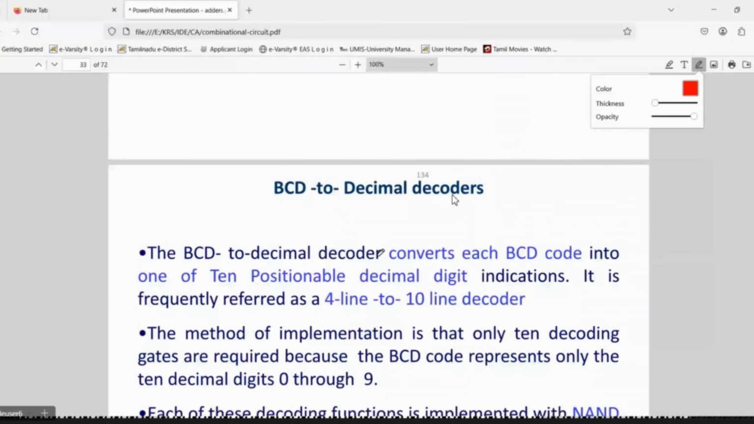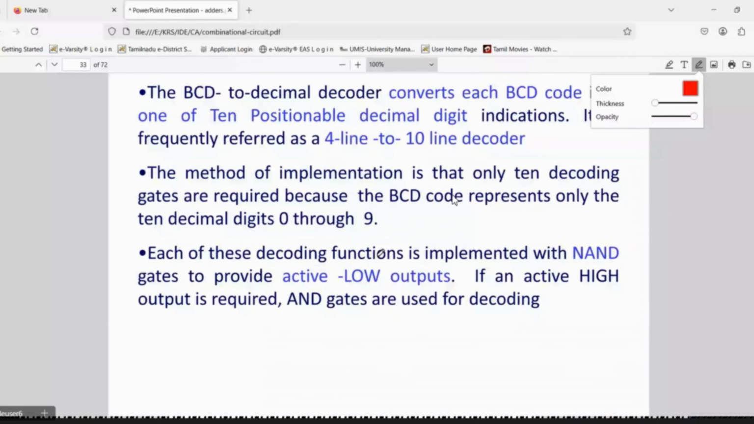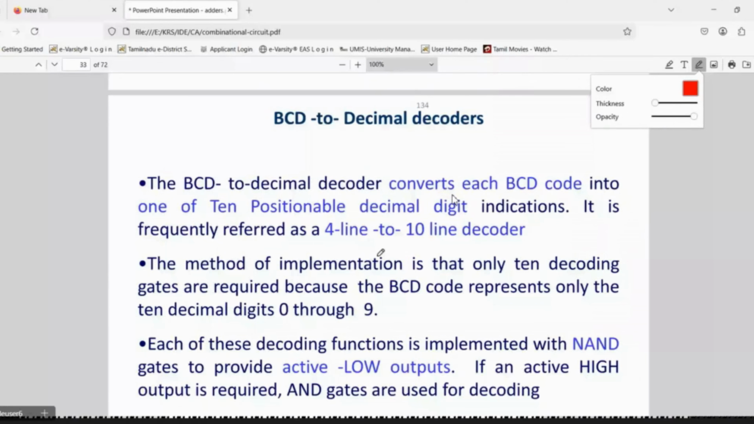BCD to decimal decoders. The BCD to decimal decoder converts each BCD code into one of 10 possible decimal digit indications. It is frequently referred to as a 4 line to 10 line decoder. Because here there are 4 input lines, and the maximum decimal we need gives only 10 outputs, 0 to 9. So therefore it is a 4 to 10 line decoder.